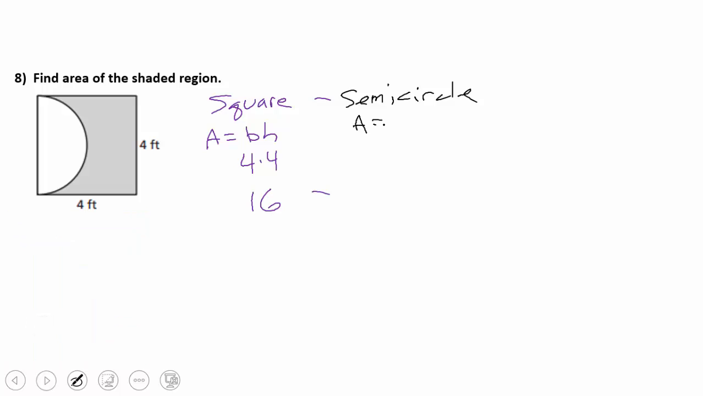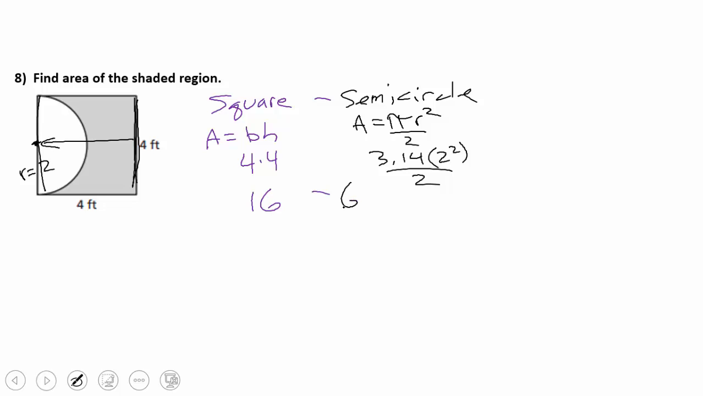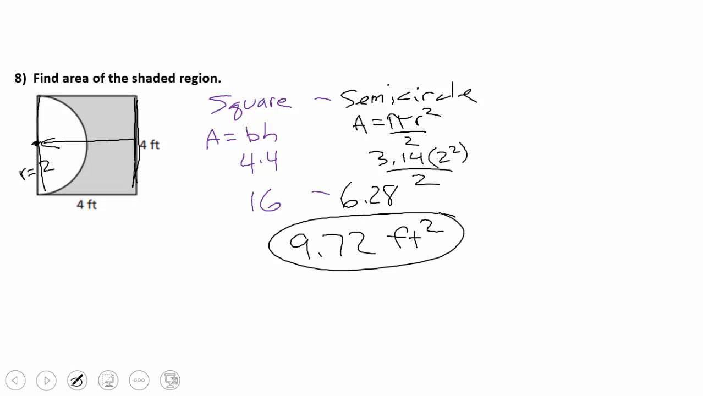Well, a semicircle is pi r squared, and we're going to divide that by 2 because we only want half of it. And so we have to calculate that if this side here is 4, the opposite side is 4, and so that the radius, that would be 2. So we're going to go 3.14 times the radius 2 squared, and divide that all by 2. And of course, you're plugging that into your calculator, and you get 6.28. And when you subtract that out, you end up with 9.72. And that would be feet squared for the area of the shaded region in that figure.